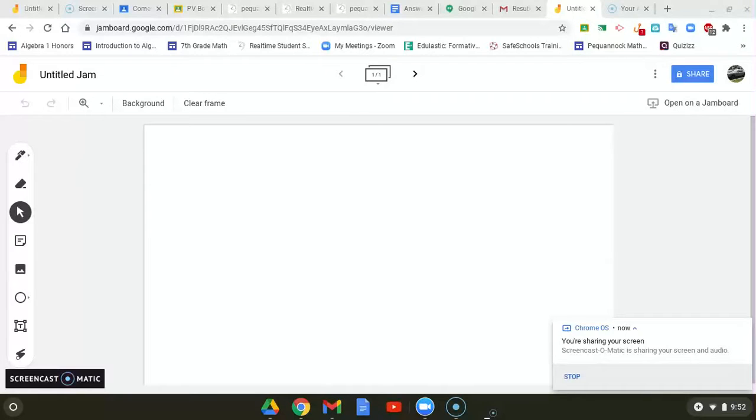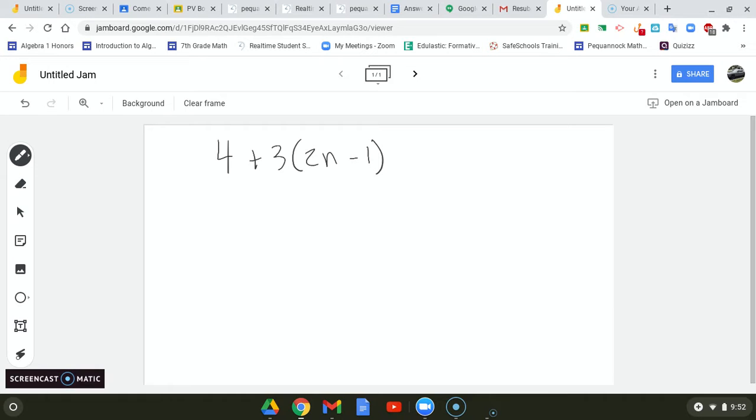All right, so we're going to get into a little more distributive property because I think that there's a couple of pieces that might still give you trouble. So let's talk about that. And let's say that we have a distributive property problem that looks something like this. We have 4 plus 3 times 2n minus 1. So if we're going to use our distributive property here, the 4 is not part of that distributive property.